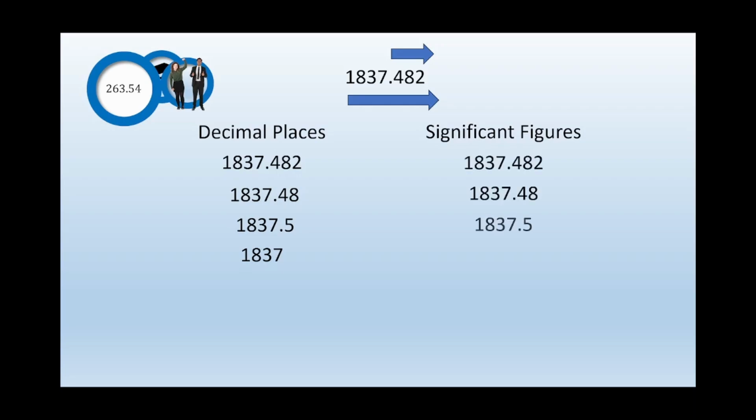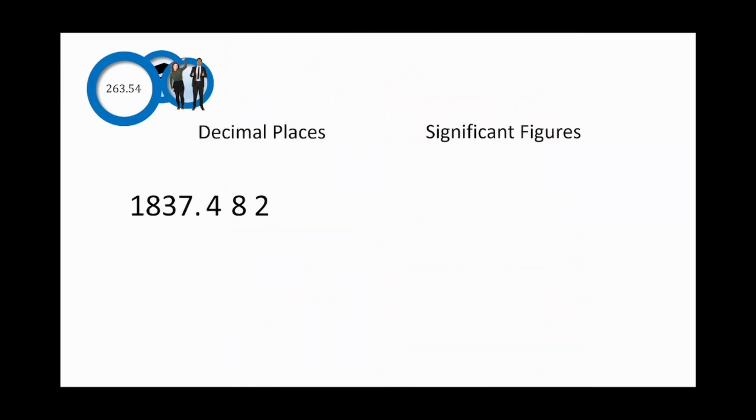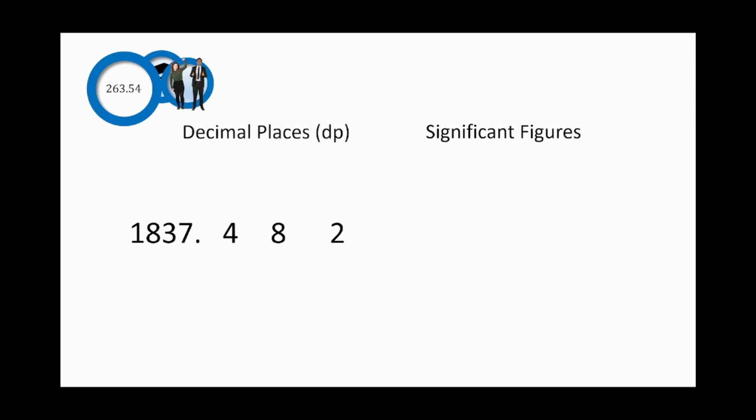But with significant figures, although I can round to the same number, I can then continue to round up the whole number as well. That's the big difference between significant figures and decimal places. But really importantly, the rounding technique is the same. It's only where I do the rounding that is the important bit for these two processes. So here's my test number again. And the first thing we're going to look at is decimal places.